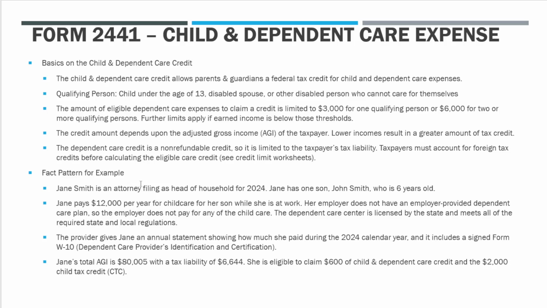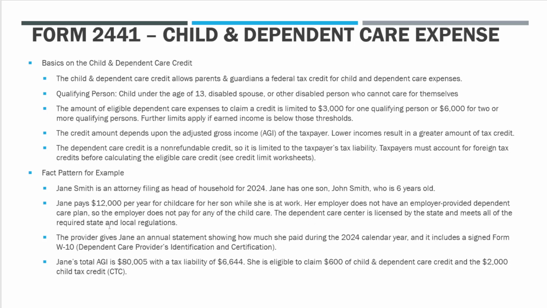Now, onto a fact pattern here. We have Jane Smith. She's an attorney, and she's going to be filing as head of household for 2024. And she has one son, John, who is 6 years old. Now, Jane pays $12,000 per year for childcare, and she pays for this childcare because she has to go to work. Now, her employer does not have an employer-provided plan, so the employer doesn't pay for any of this childcare. Jane's paying for all of it out of her own pocket.